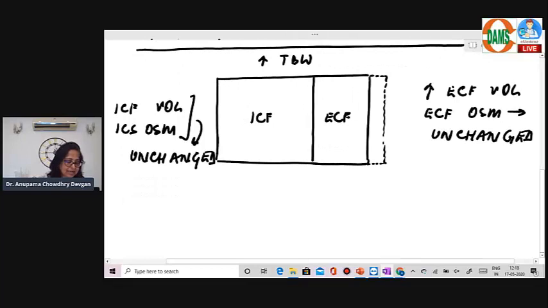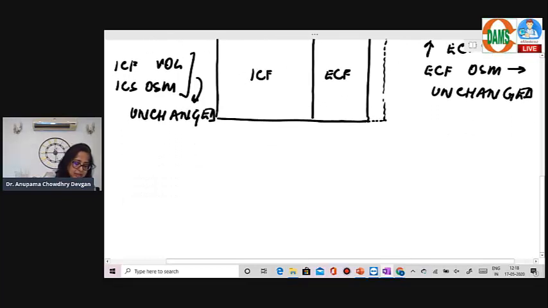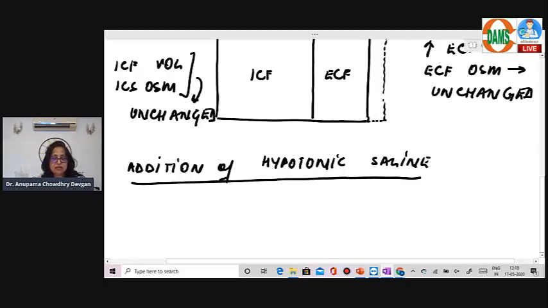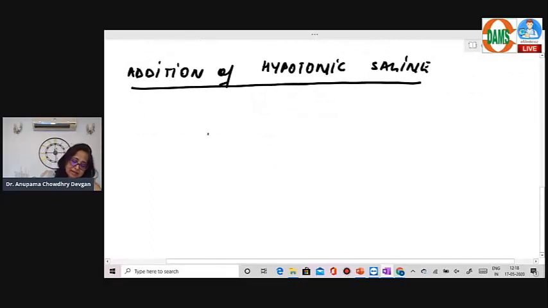Now supposing, let's say, there is addition of hypotonic saline. If there is addition of hypotonic saline, now what will happen? I'm adding a hypotonic fluid. So now what happens?